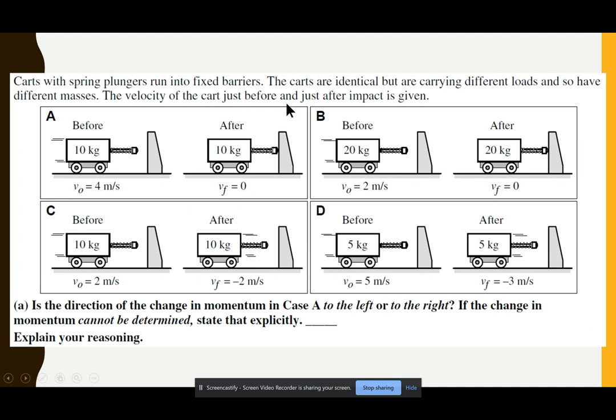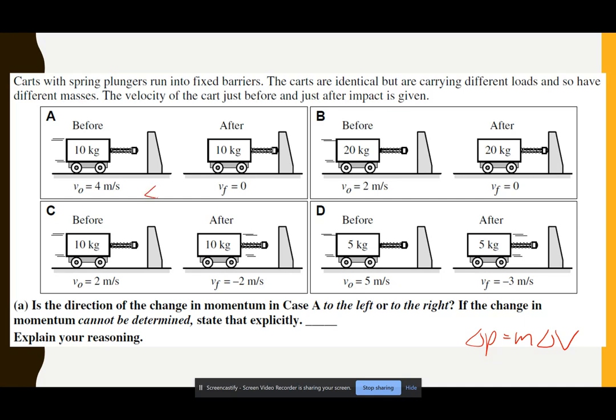So again, we have the same kind of situation. It says, is the direction of the change of momentum in case A to the left or to the right? If the change in momentum cannot be determined, state the implication. So we're just looking at this situation. Our change in momentum is mass times change in velocity, because there's no force and time, so I don't need to worry about the other one.